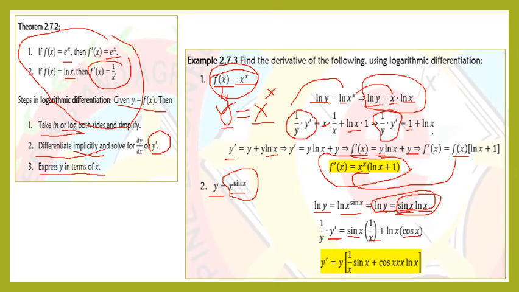So you can also apply the product rule here. Then we multiply both sides by y. So y times 1 over y is just y prime on the left side. And when we multiply by y on the right side, we get y times 1 over x times sin x plus cosine of x times ln of x.